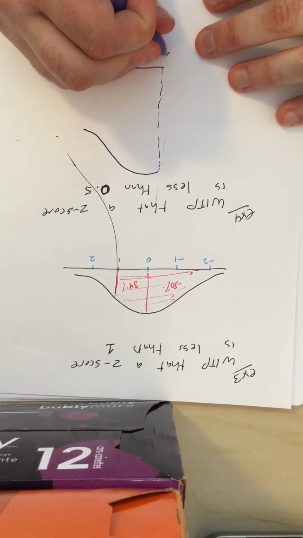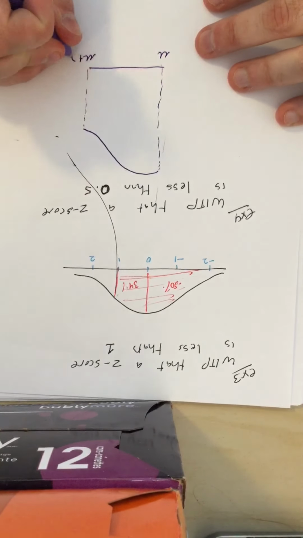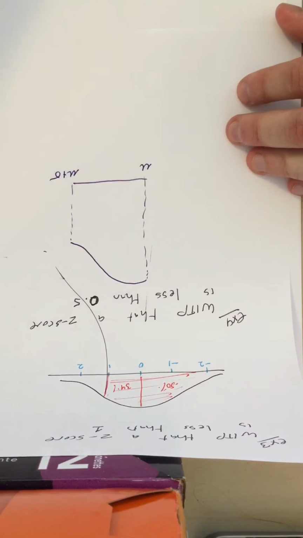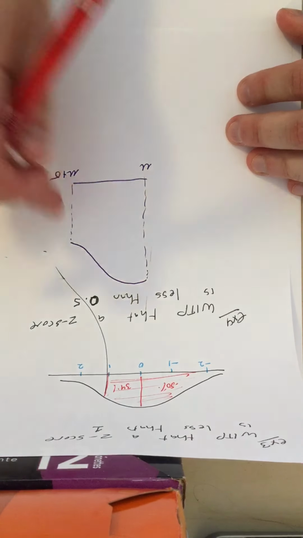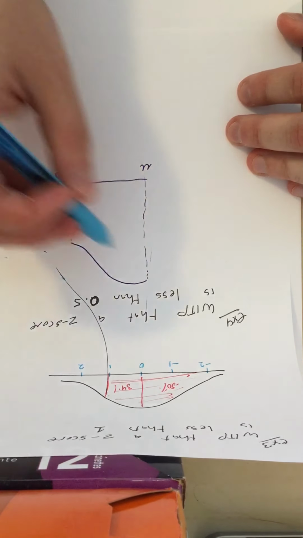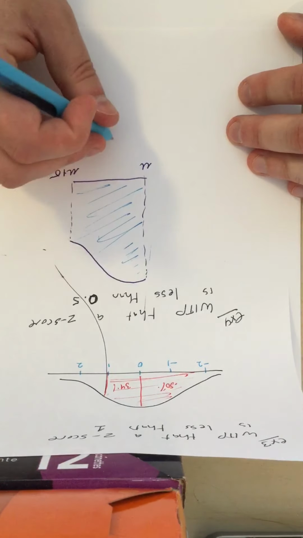So this is the mean, and this is the mean plus 1 standard deviation over there. And remember, the area under the curve for this section over here is 34%. So the whole area, the area of this light blue shaded area, is 34%.